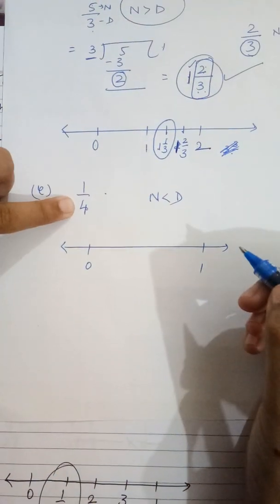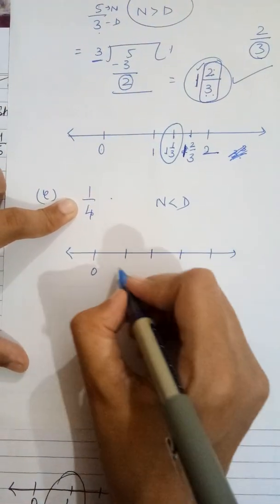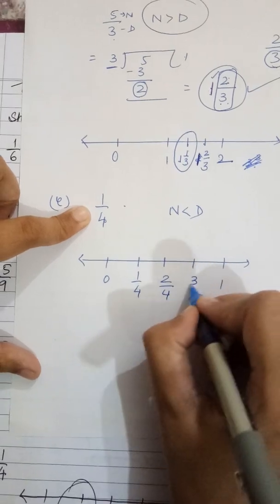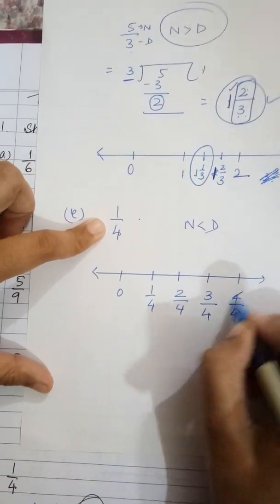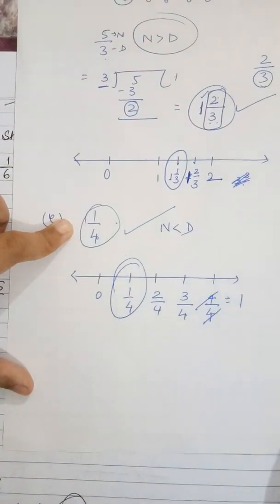0, 1. What is the denominator? 4. Divide it into 4 sections: 1, 2, 3 and 4. This will be 1 upon 4, 2 upon 4, 3 upon 4. This was 4 upon 4. So after cancelling I will be getting 1. What is the fraction? 1 upon 4. So this is your answer.